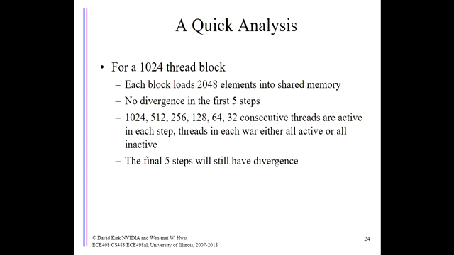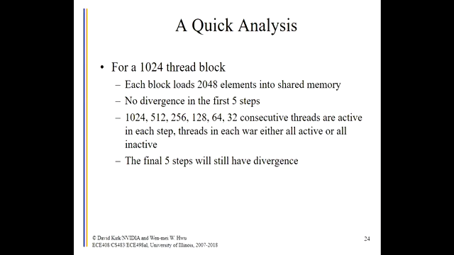After the first 5 steps, starting with the 6th step, we will begin to have control divergence, because now we have fewer threads than the warp size, the number of threads in a warp active. That's inevitable. When we have fewer threads than the warp size active, we will have control divergence.